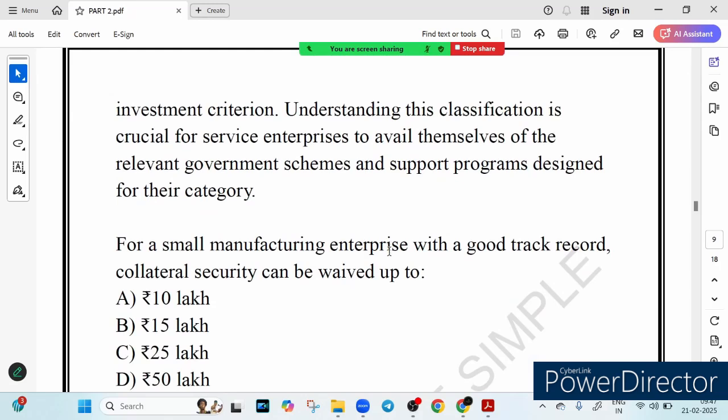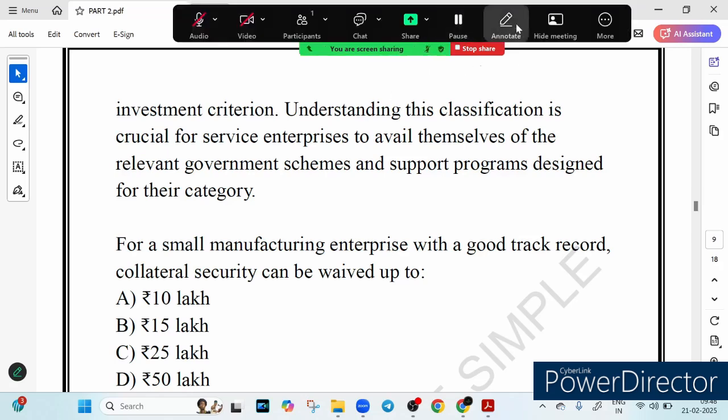For a small manufacturing enterprise with a good track record, collateral security can be waived up to, very nice question, right? 10 lakh, 15 lakh, 25 lakh, 50 lakh. 10 lakh is wrong. While banks sometimes provide collateral free loan up to 10 lakh, the actual waiver limit for a small manufacturing enterprise is higher. 15 lakh is also wrong. Correct answer is 25 lakh. Option number C is the correct answer.